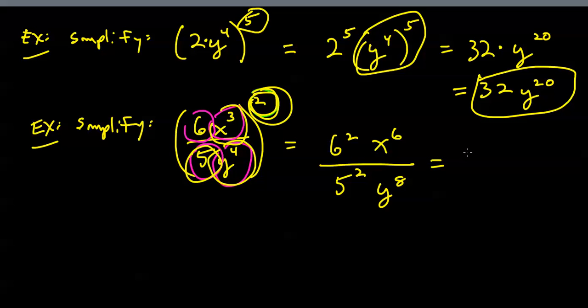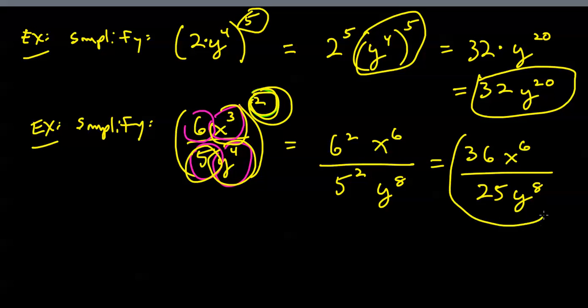Alright, so of course I can evaluate this more precisely: 36x to the 6th power divided by 5 squared, which is 25 y to the 8th power. So that kind of tells it all regarding that powers of products and quotients rule. Next thing I want to talk about is 0 exponents.